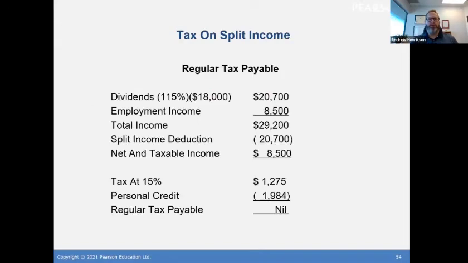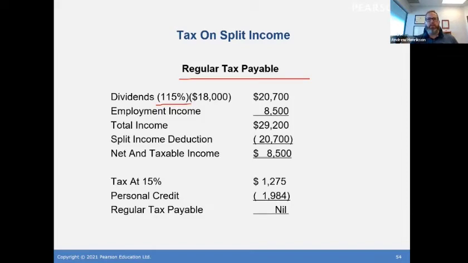So, crunch a little bit of numbers here with this. So we have regular tax payable. They would have dividends, gross them up. You guys remember this from back in chapter 7. Add in the employment income. That is our total income.